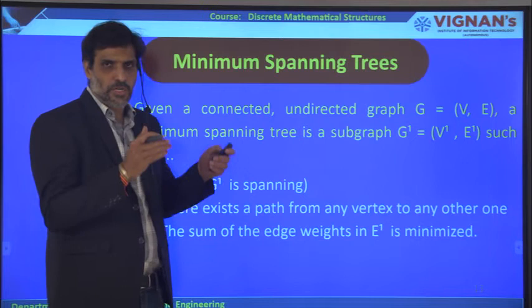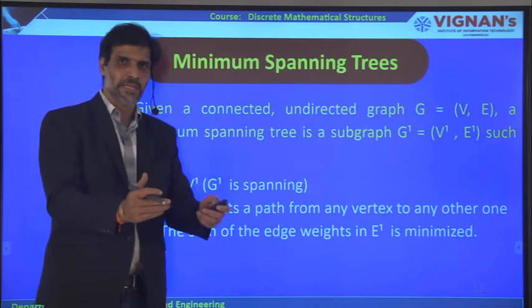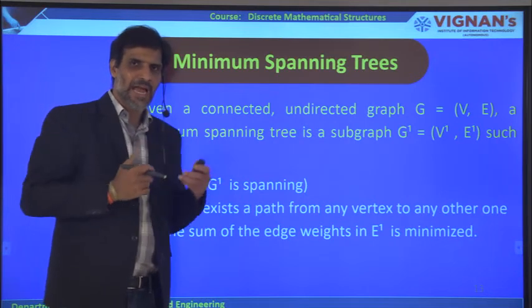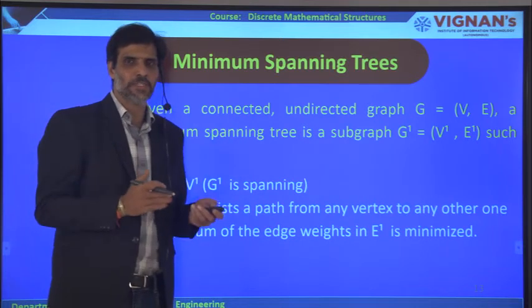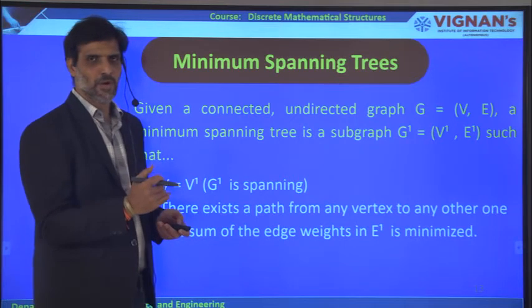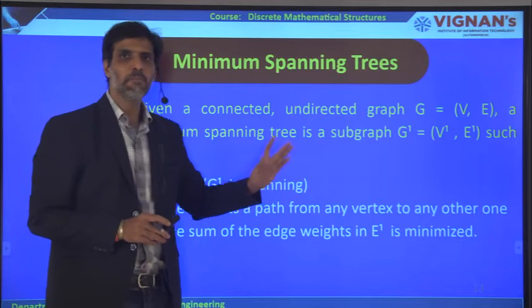So the total sum of the edges, finally whatever you are going to get in the tree, if you add all the values of each edge, it should be minimized when you compare with the given tree. That's why it is called a minimum spanning tree. Why is it called a minimum spanning tree? Because the sum of the edge weights should be minimized.